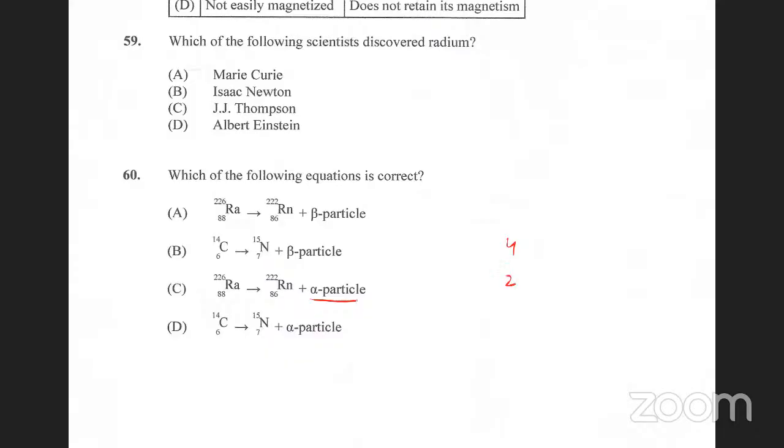Remember alpha is 4, 2, right? So 4, 2. Right? 4, 2, that's the only one that balances up, that's C. Okay?